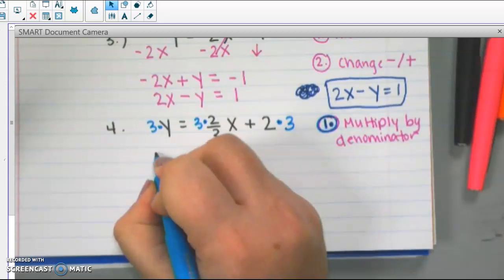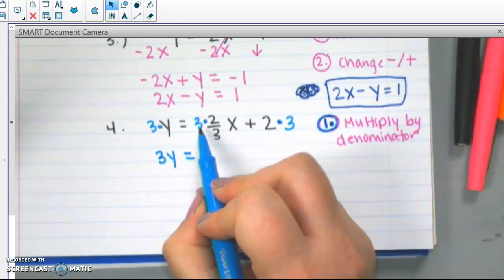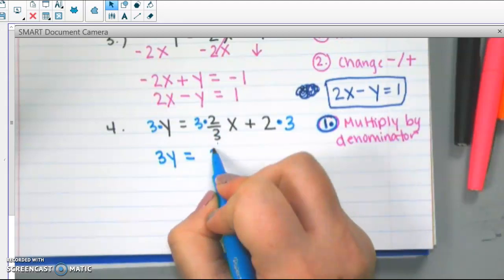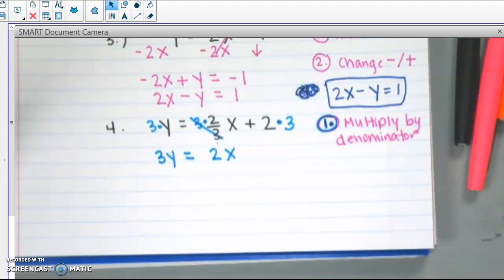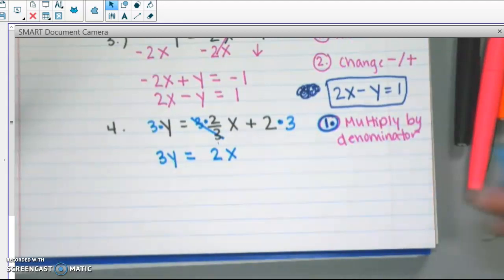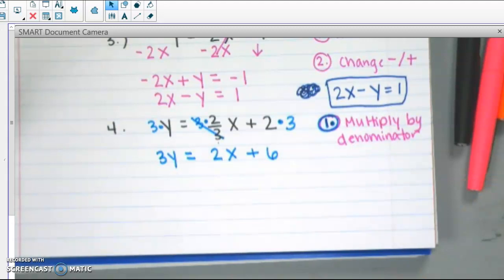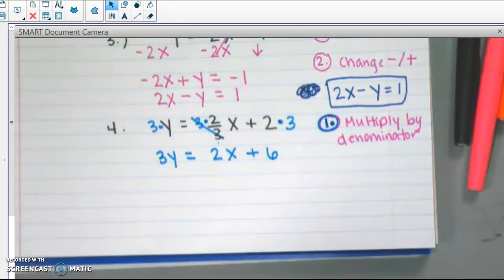All right, so this is now going to say 3y. If I multiply this, 3 times 2 is 6, and 6 divided by 3 is 2, but basically all that's happening is the 3's are canceling out and the 2 is staying. So it's now just 2x. And then 2 times 3 is 6. All right, so if you have a fraction, that has to be your first step, is to multiply all 3 pieces by the denominator. And now we have no more fractions.